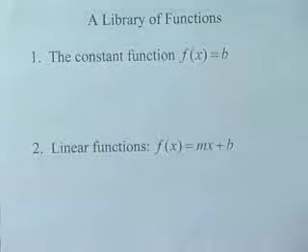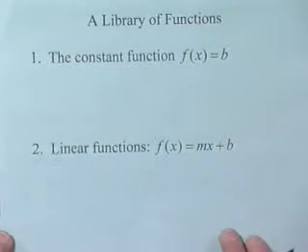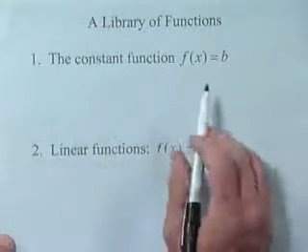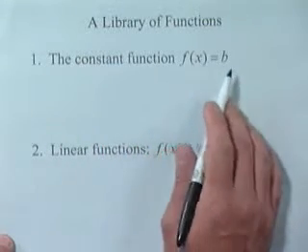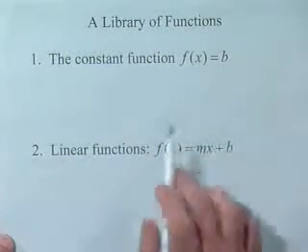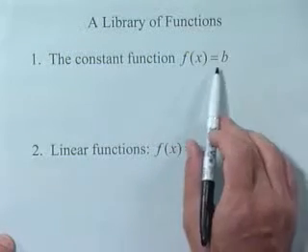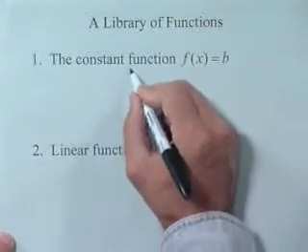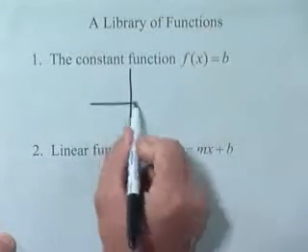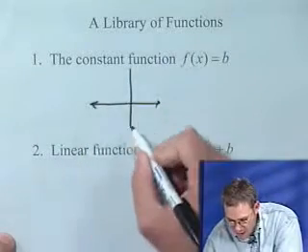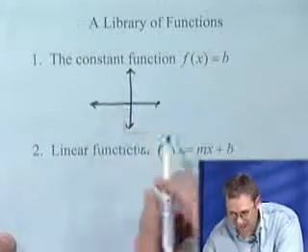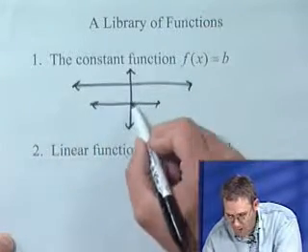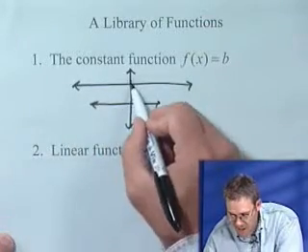So let's take a look at some of these. Some of these should be review for you. Number 1, the constant function. f of x is equal to some b. Maybe f of x equals 5, or f of x equals negative square root of 2. Something like that, where b is a constant. A constant function is just going to be a horizontal line, where that horizontal line has a y-intercept of b.